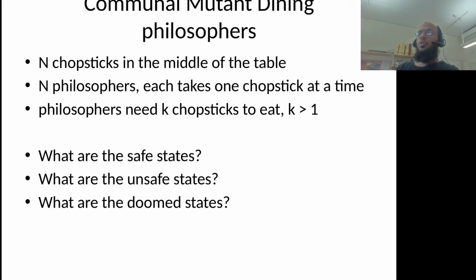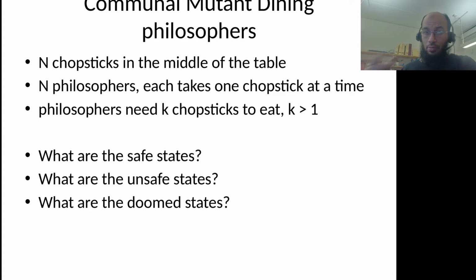So communal mutant dining philosophers is where you have n chopsticks in the middle of the table, and philosophers each take one chopstick at a time, but you need k chopsticks to eat, where k is greater than 1, and k can be 3, for example. Going back to threads, suppose you have n threads that each need 3 locks or something to proceed.